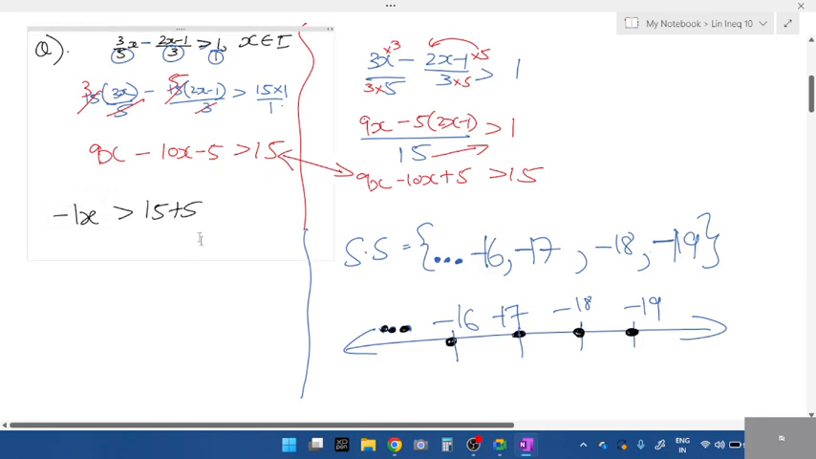Okay, look at this. 9x minus 10x. How much is 9x minus 10x? All of you respond: minus 1x, right? If you have minus 1x, just keep it as minus x. Shift minus 15. The sign doesn't change. 15 plus 5 is 20.